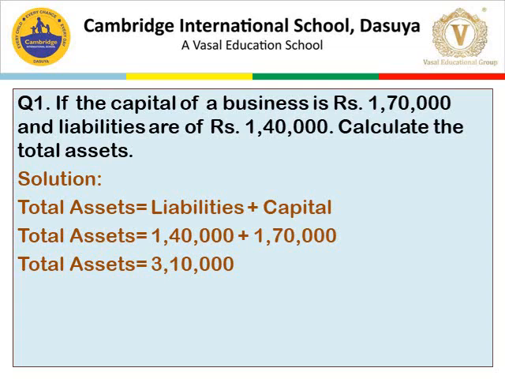Now, what is given in the question? Liabilities are given, that is 40,000, and capital of the business is also given, that is 70,000. So we can easily find out total assets. So total assets equals 40,000, that is liabilities, plus 70,000, that is capital, which becomes 1,10,000. In this way, we can do this question, and many other questions we can easily find out by using this formula.